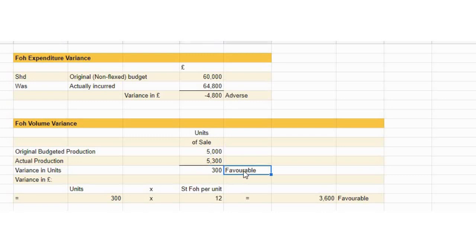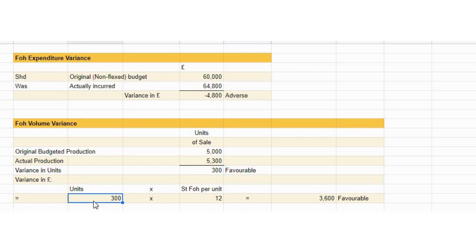So why is a cost variance favourable? Well, the answer is very similar to the sales volume variance. More sales equals greater profit, and here, more production equals favourable variance. Because we had more production in units, 300 units, what we then need to do is have a look at turning the 300 units into a pound value.